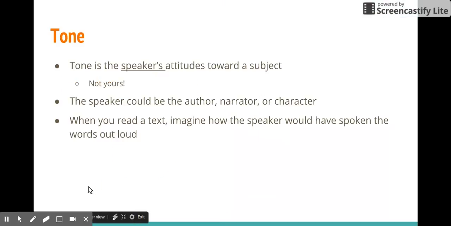tone is the speaker's attitude towards a subject, not yours. Okay, so when I say speaker, I'm talking about the author, the narrator, or the character, whoever the story's point of view is being told from. Okay, so when you read a text, imagine how the speaker would have spoken the words out loud, what tone of voice they would have used.